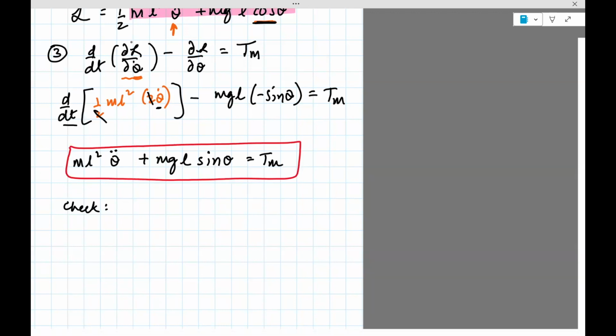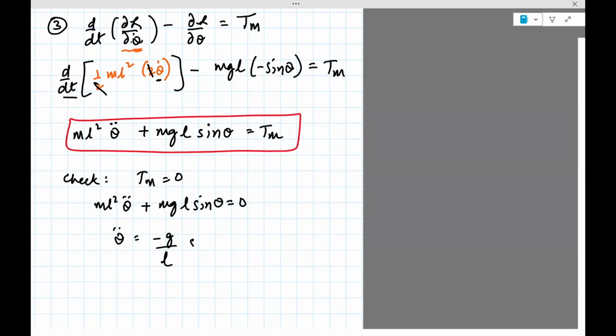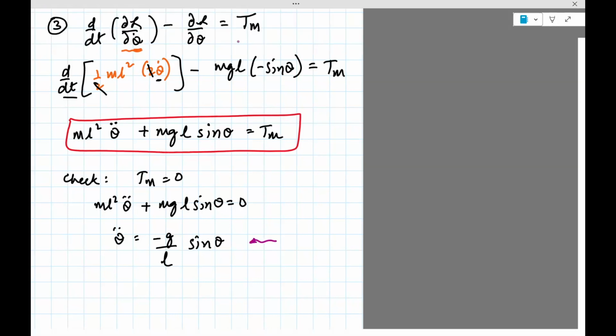Now, you can check this by putting T motor equals 0. There's no torque. And if you put no torque, then you'll get ml square theta double dot plus mgl sine theta is 0, which means that theta double dot is minus g divided by L sine theta. And this is actually a well-known equation of a simple pendulum. Something you might have derived in high school, right? The negative there means that it's going to oscillate about the vertically downward position.